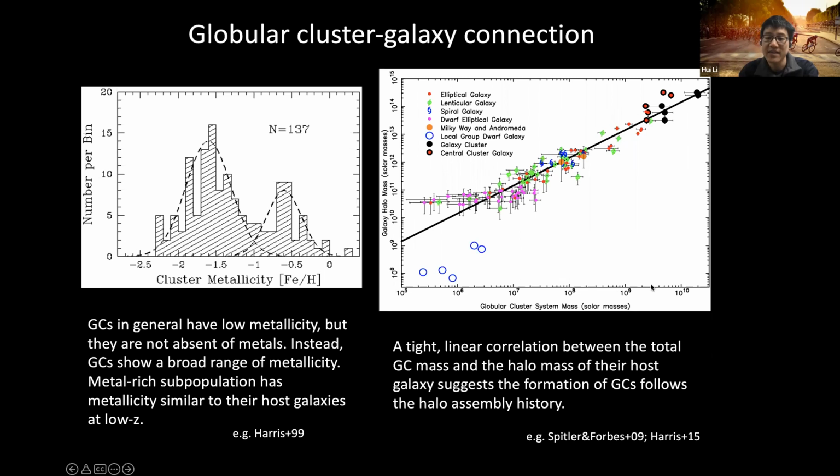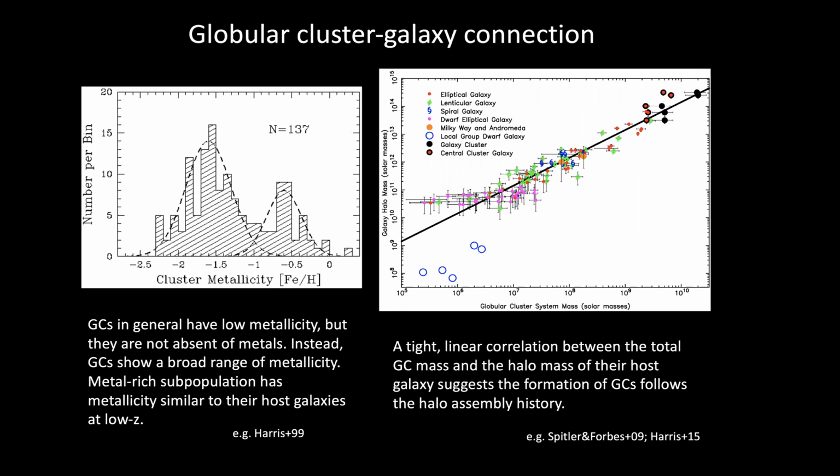So the x-axis is the total globular cluster system mass in different galaxies. And on the y-axis, this is the total mass of the galaxy. So you can see there's a tight and linear correlation between the total mass of the globular cluster system and the host galaxy mass.